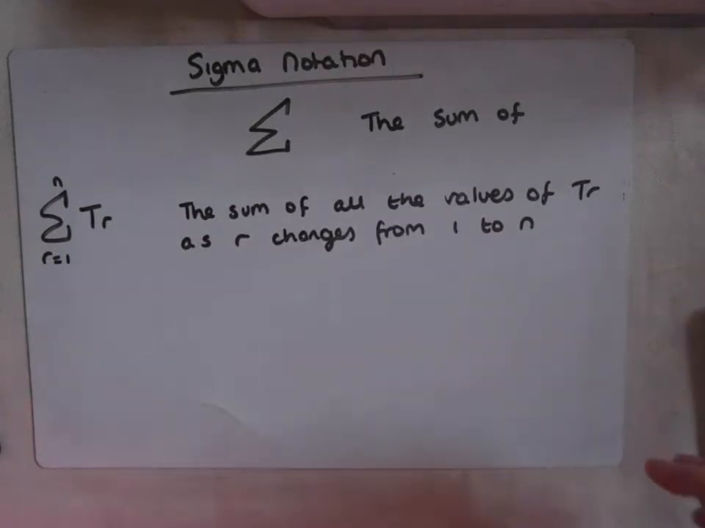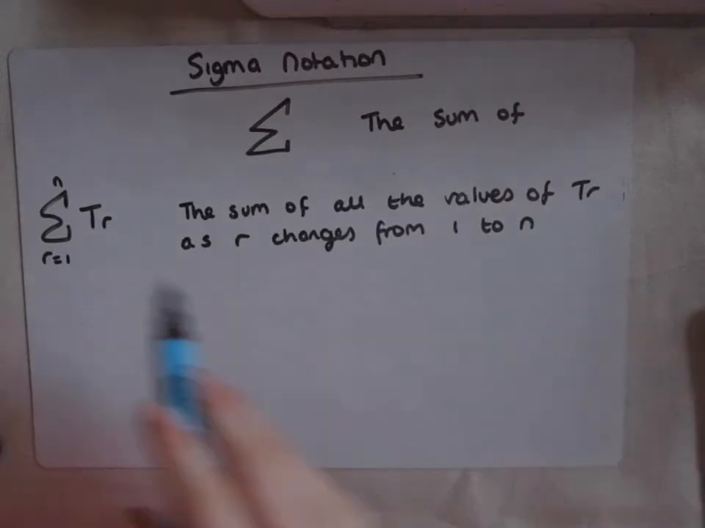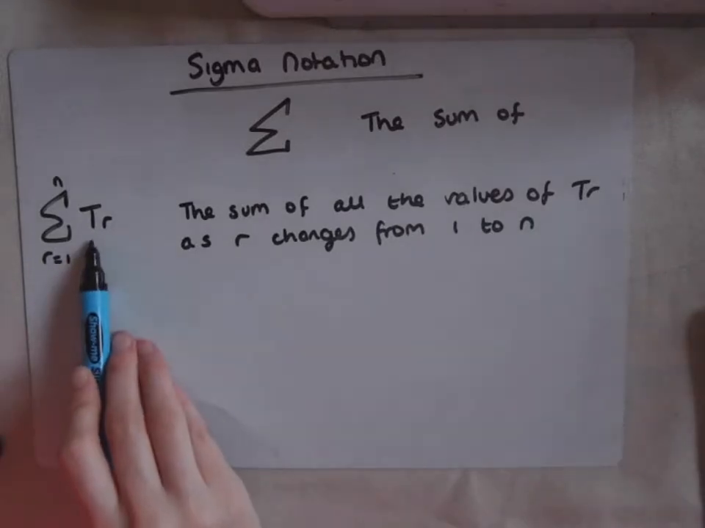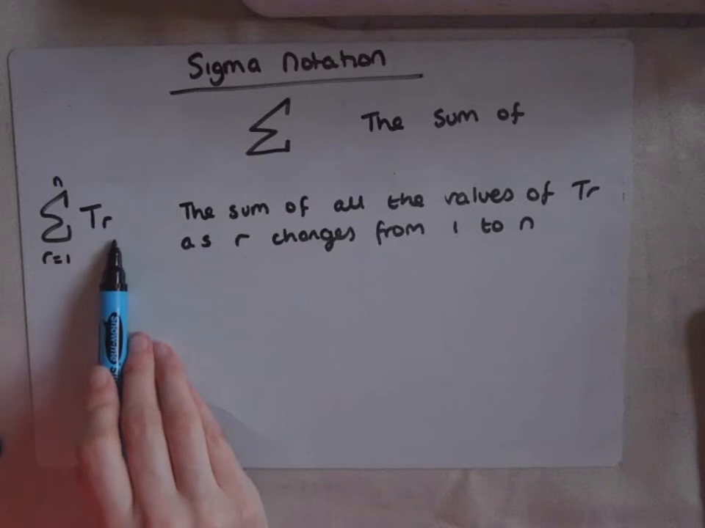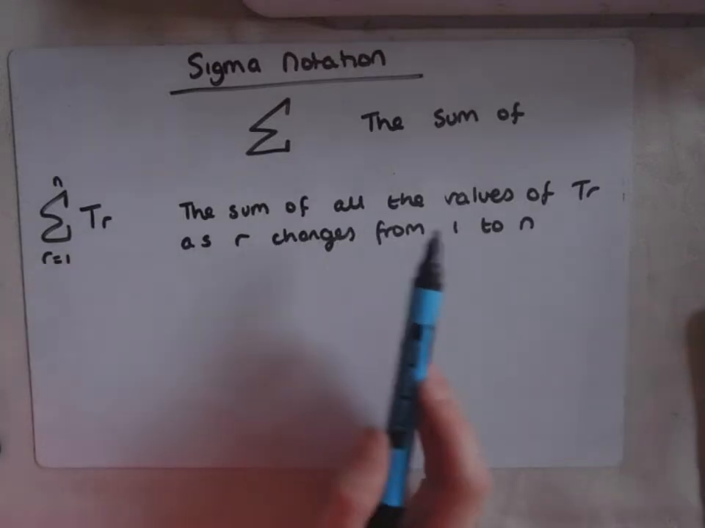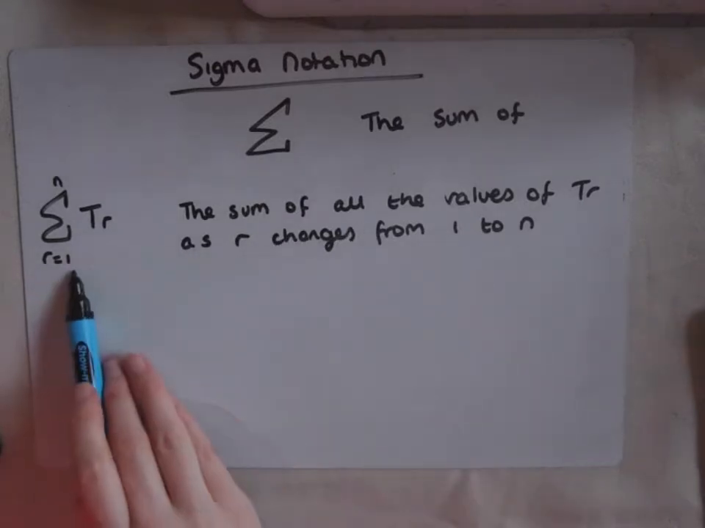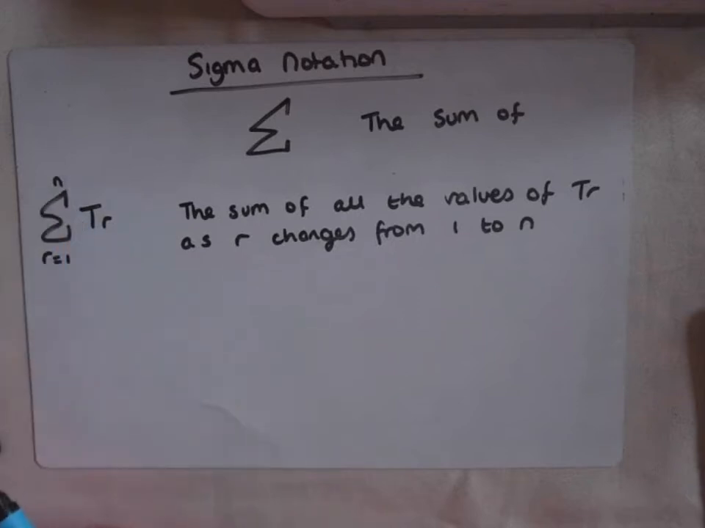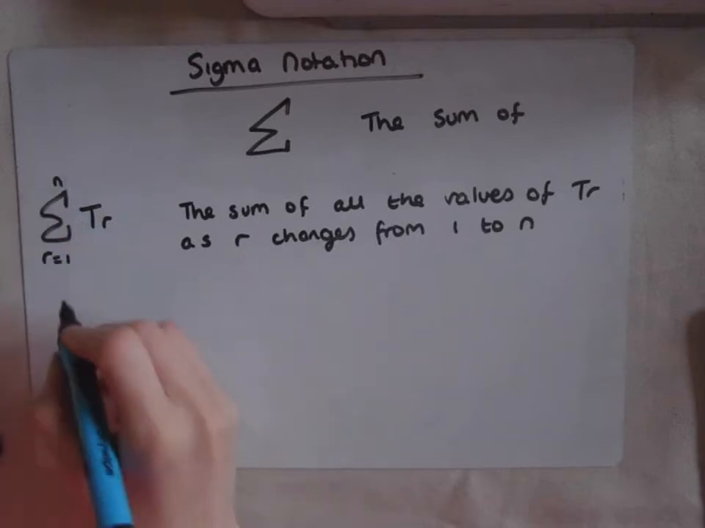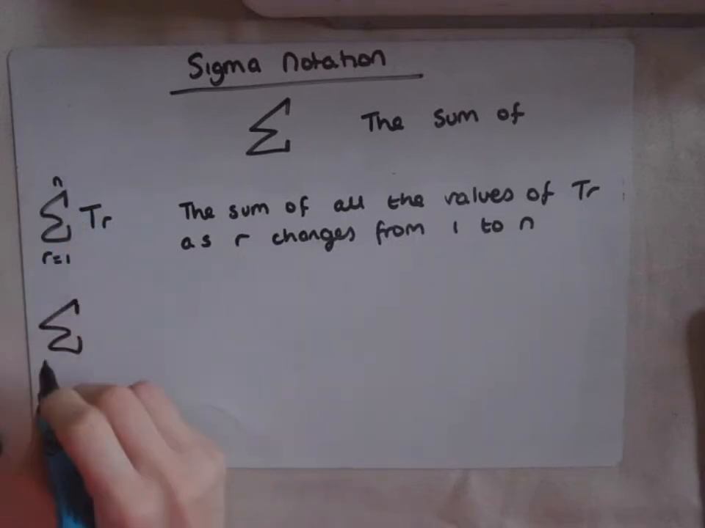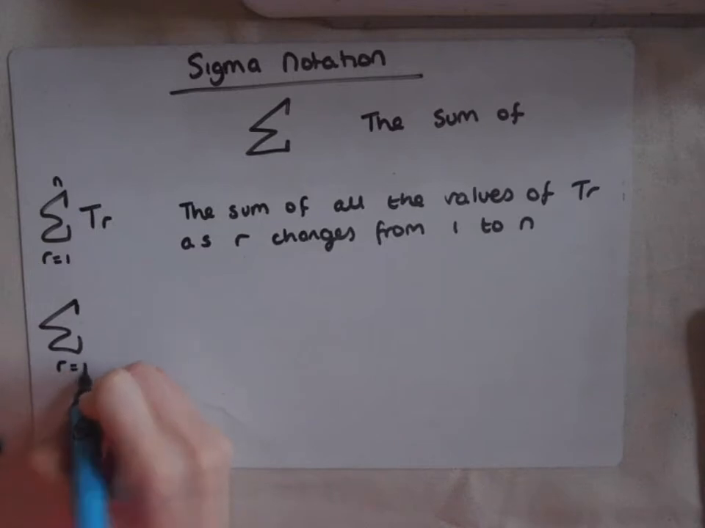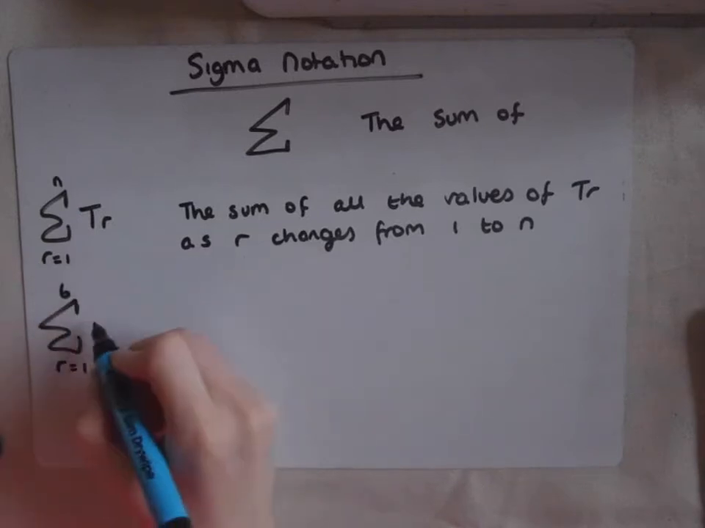So sigma notation, it's just a symbol that we use instead of the words "the sum of." Okay, so sigma of T r is the sum of all the values of T r as r changes from 1 to n. When I do an example, it's actually much easier to see what this means. So sigma as r goes from 1 to 6.